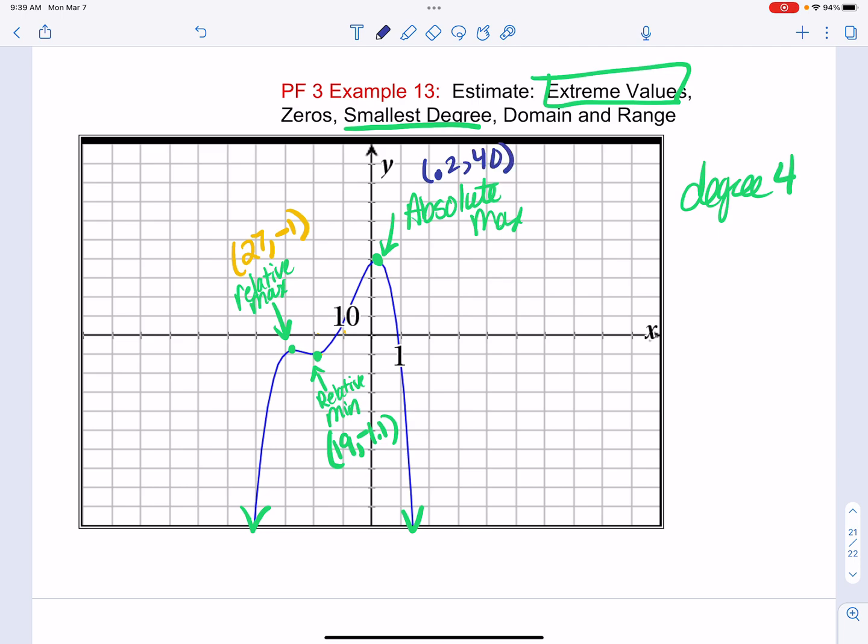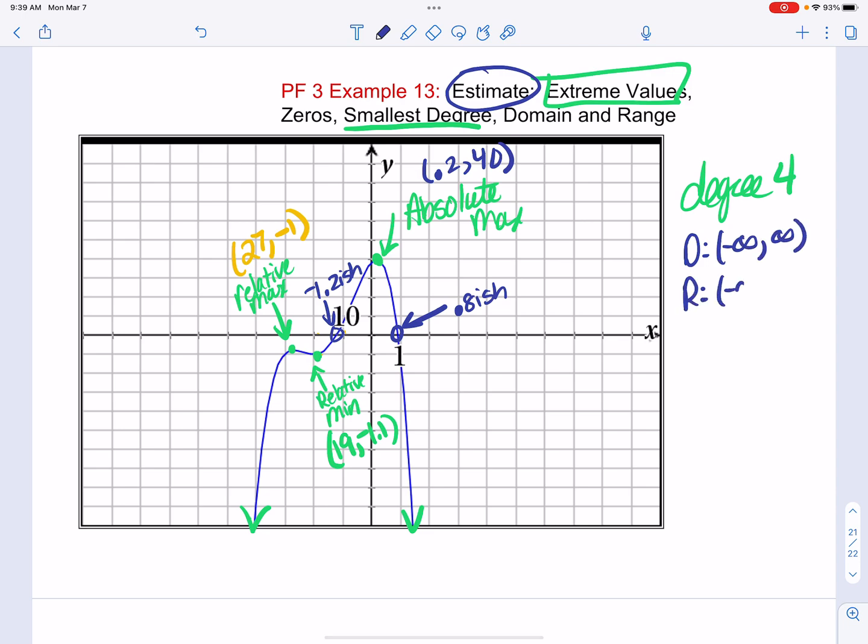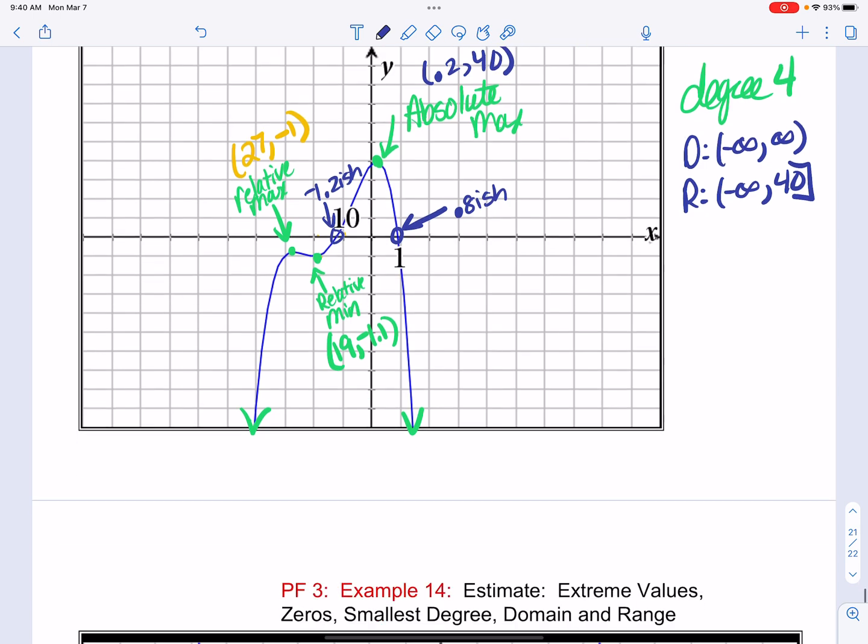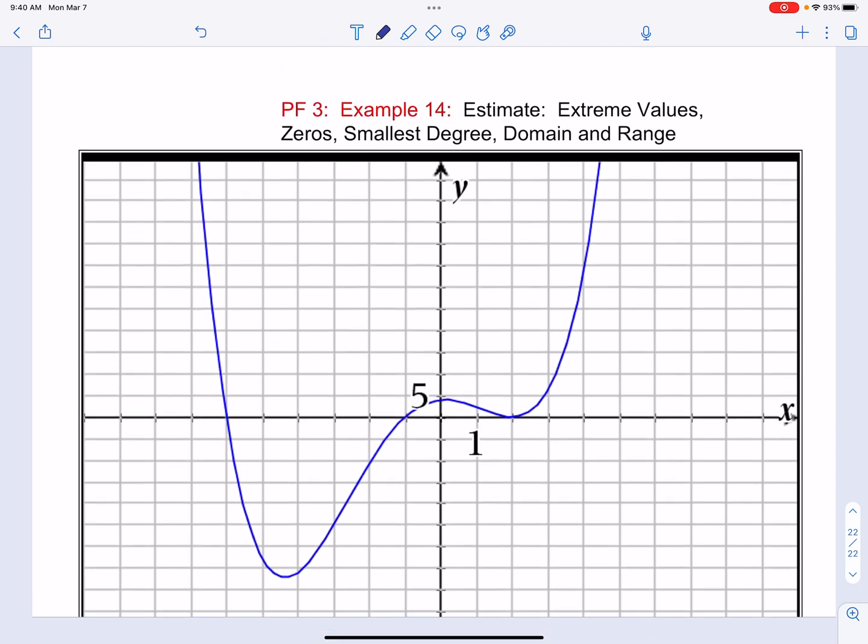Right? Okay, and so my zeros are right here. This is around, we'll say about 0.8-ish because it's an estimate. And this one is around -1.2-ish. And then my domain would be negative infinity to infinity, with parentheses. My range is negative infinity to about 40. Go ahead and put the bracket because that's whatever that max value is. All right, so I would like you to try this one.